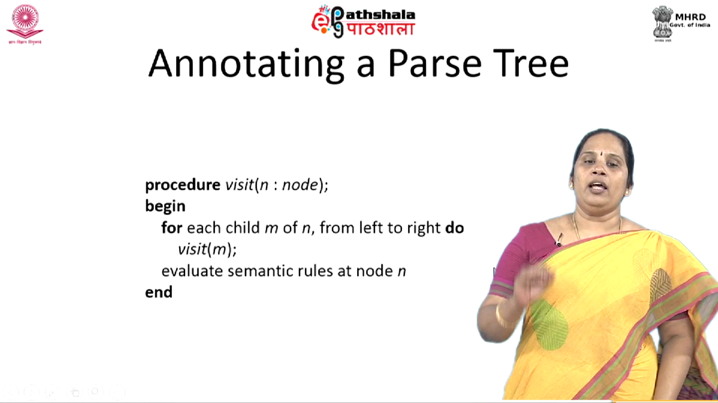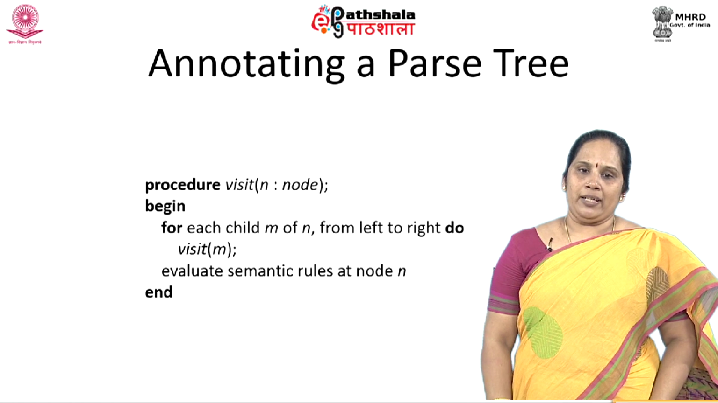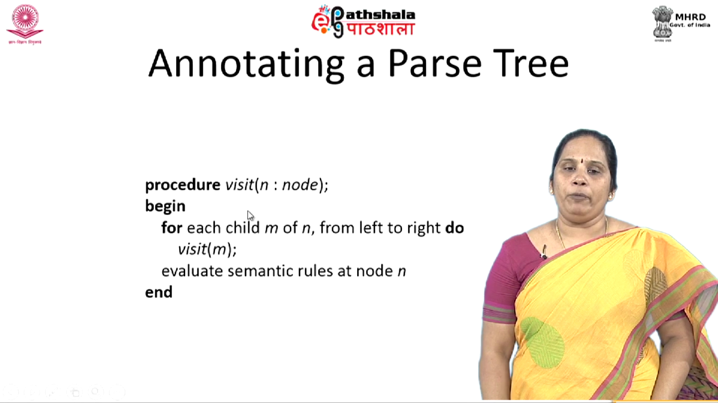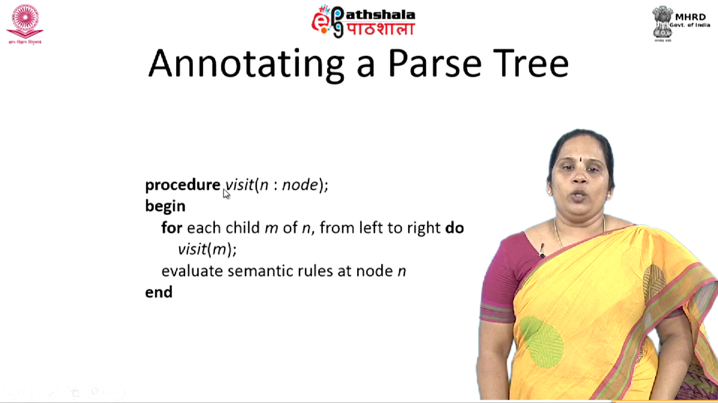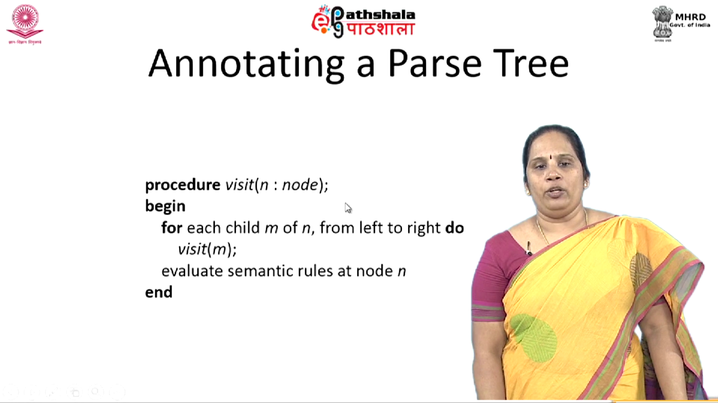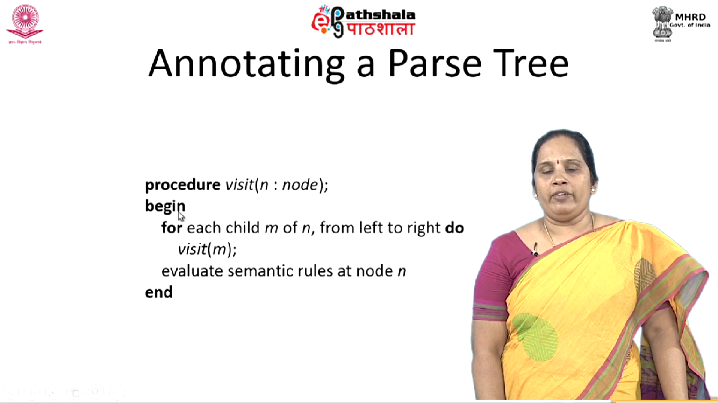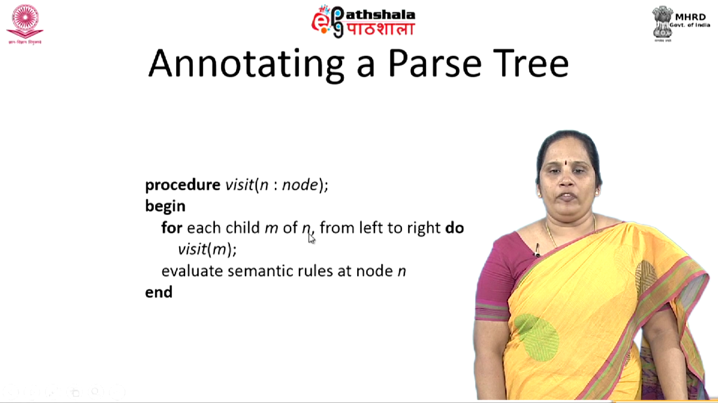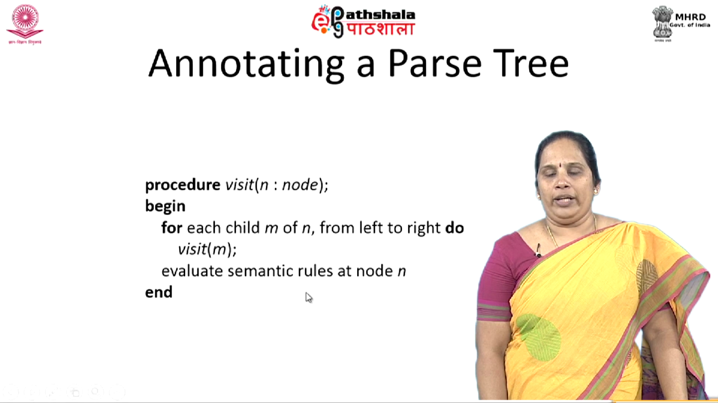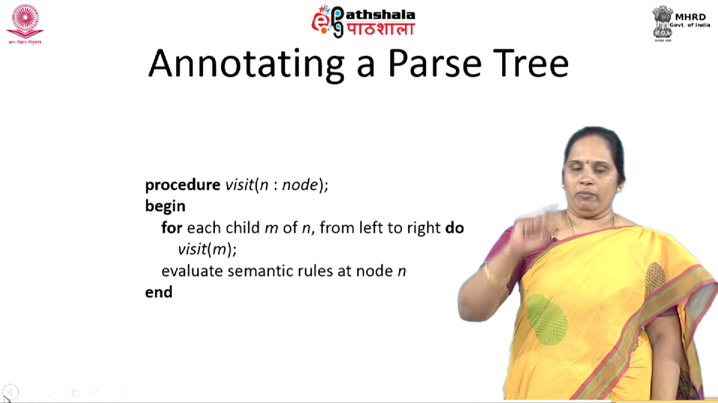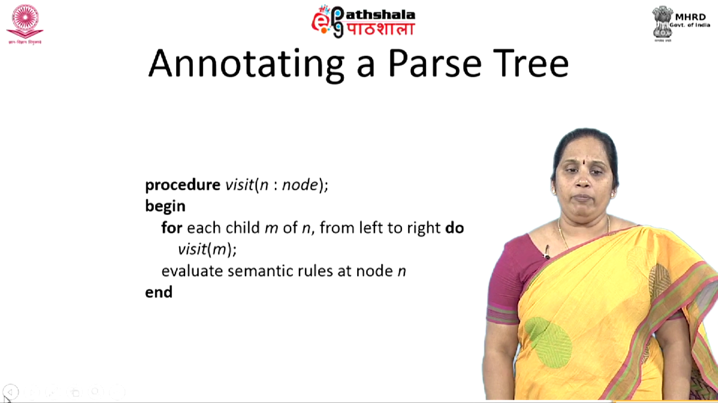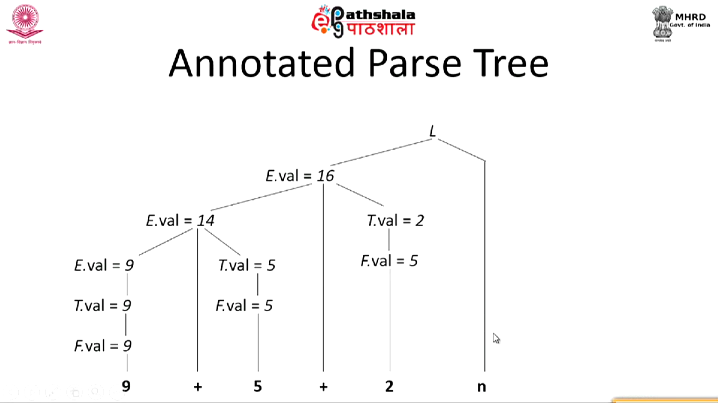After doing the annotated parse tree, what do you have to do? You have to compute the nodes by performing a depth first traversal. So the procedure is to visit every node. N is a node given to you. For each child m of n from left to right, visit m and evaluate semantic rules at node n. So this is how you do it. This is the algorithm, which is nothing but the DFS algorithm, depth first search algorithm. So how did we do that? We have basically gone down till the 9.